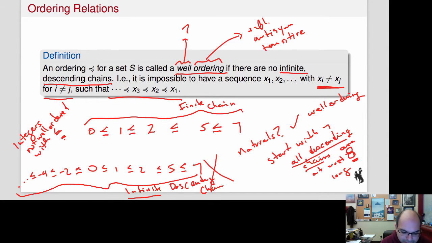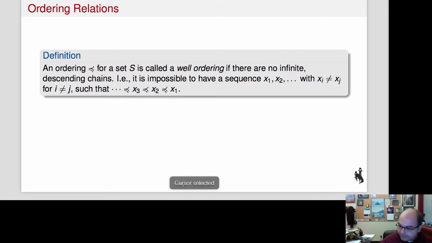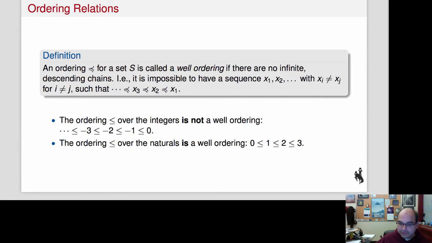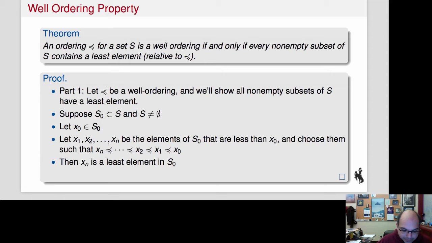So that's what I mean by well ordering, and I think it'll help to see some examples. There's the one we talked about. Over the integers, it doesn't work. Over the naturals, less than or equal to does work.